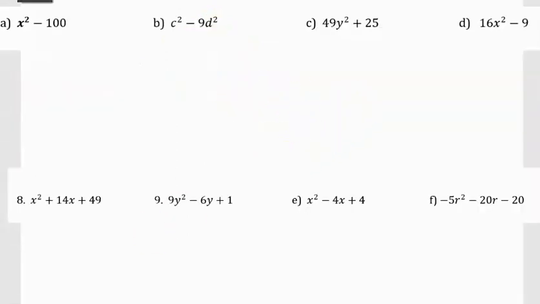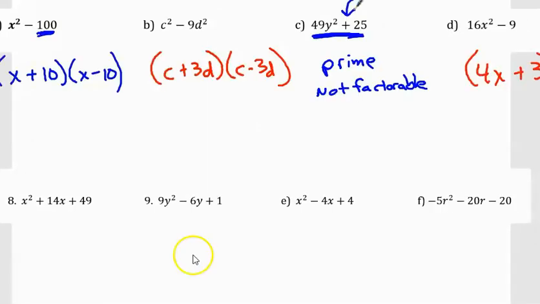All right, for this next set, I want you guys to try these out and check back and see how you do. All right, A you should have got x plus 10 and x minus 10. B, C plus 3D and C minus 3D. Remember, if you have two variables, make sure they both are in there. This one, what? There's a plus in between, guys. I can't do anything. There's nothing that they have in common. And there's a plus. Remember, it's the difference of two squares. So C, can't do anything about it.